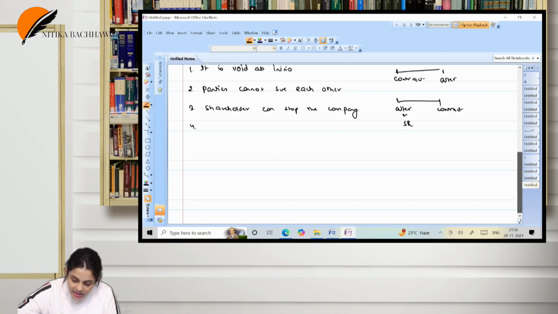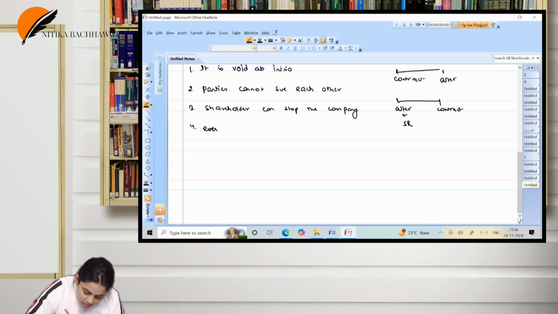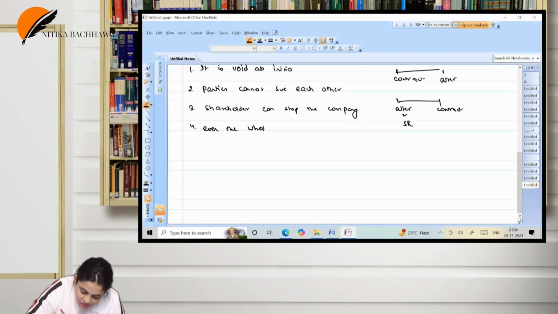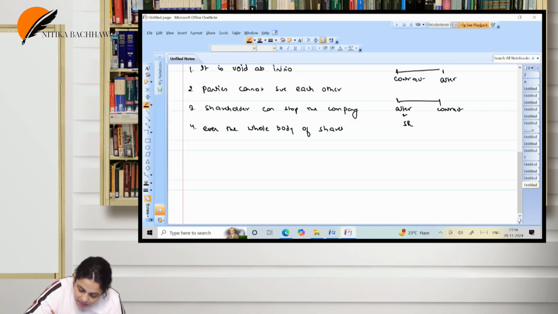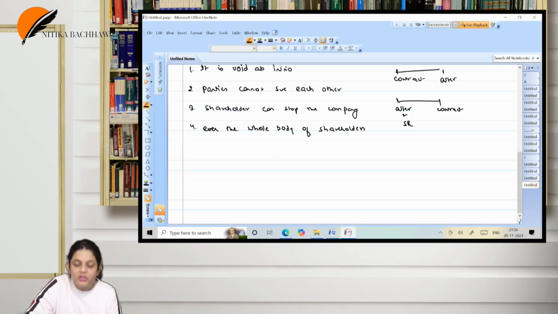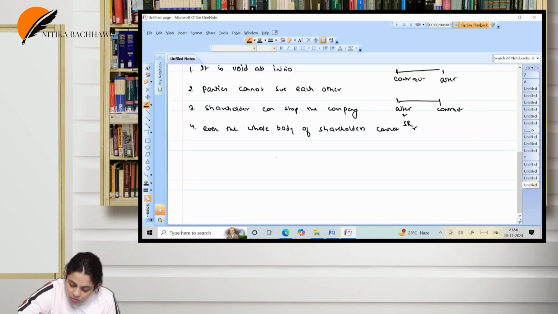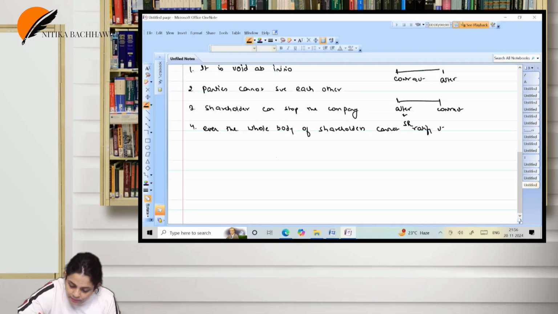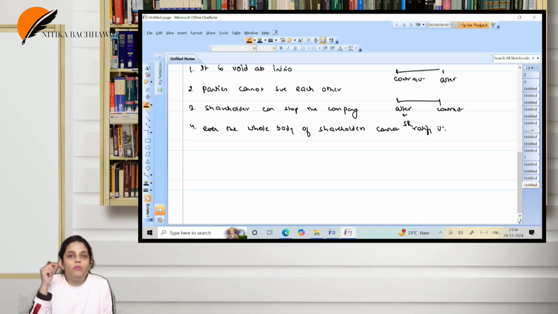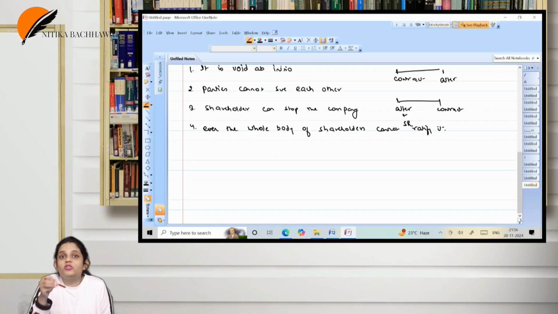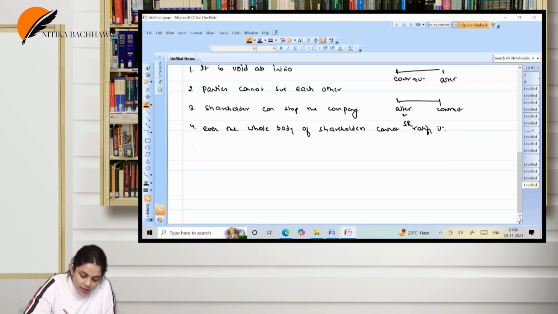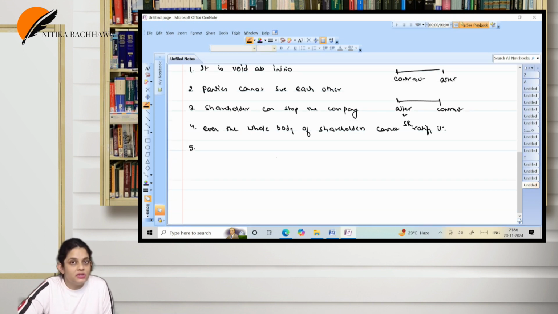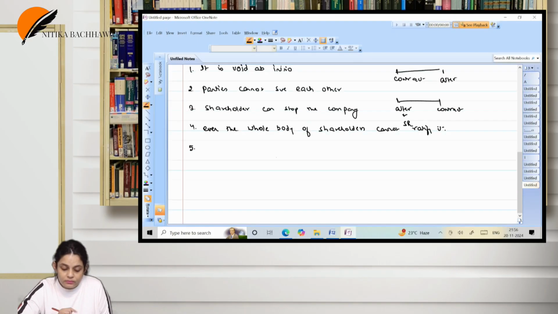So that means even the whole body of shareholders. When I say whole body of shareholders, what I mean is consent of all the shareholders. Even the whole body of shareholders cannot ratify it. Right? Even the whole body of shareholders cannot ratify it. I hope you have understood till this point. Yes?